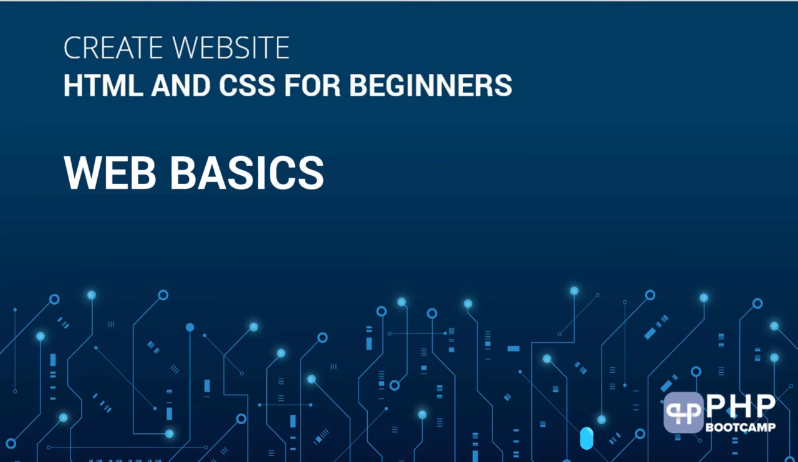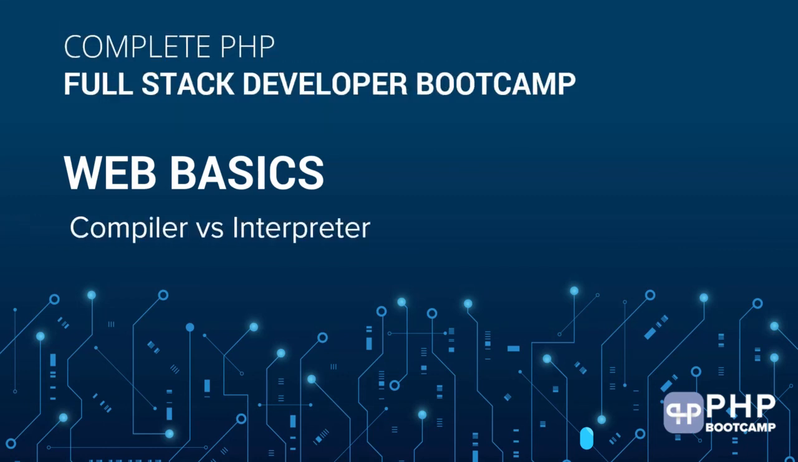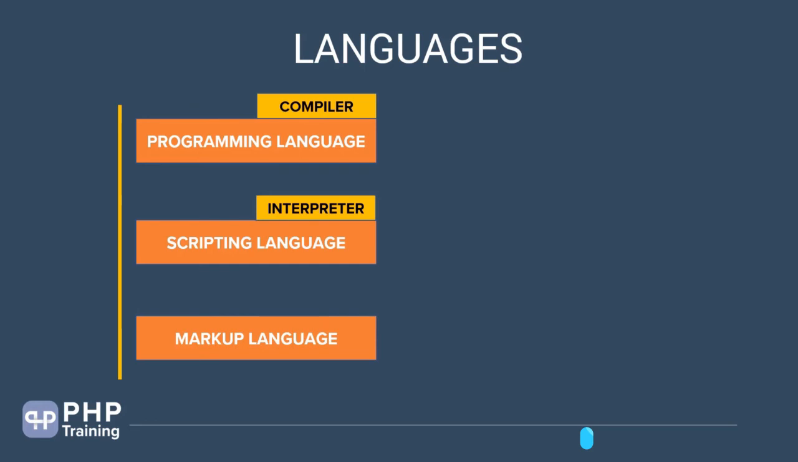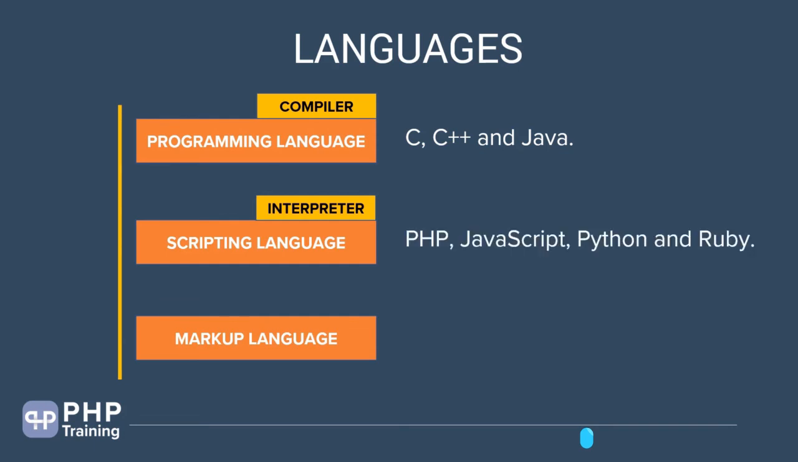Hello and welcome to the lecture. Let's understand the difference between compiler and interpreter. So we have looked at different languages: programming language, scripting language, and markup language. And we have also discussed that programming languages use a compiler, like C, C++, and Java. And scripting languages use an interpreter, like PHP, JavaScript, Python, and Ruby. So what is the real difference between a compiler and an interpreter?